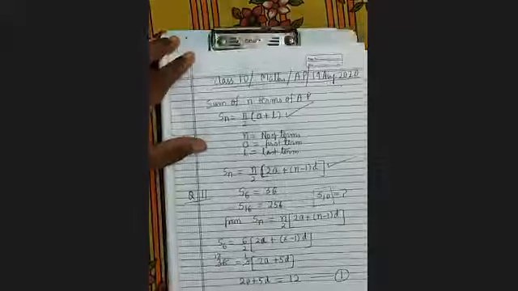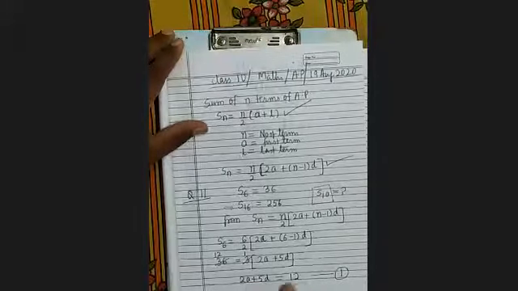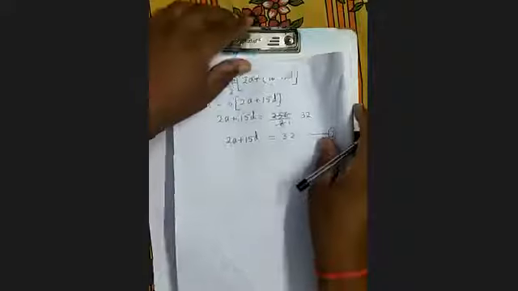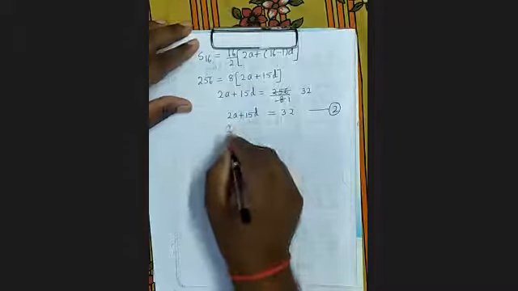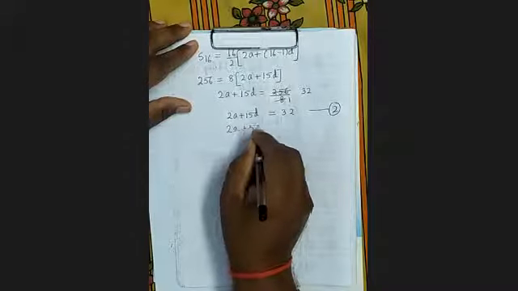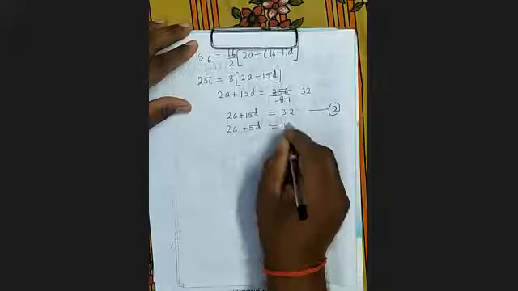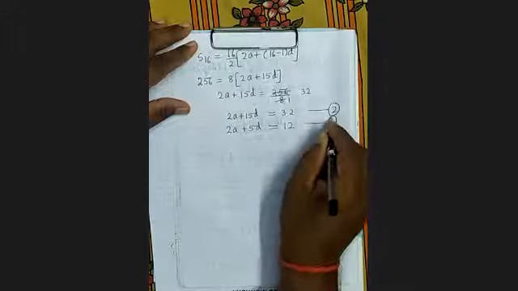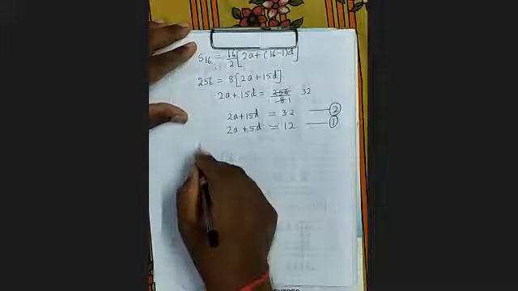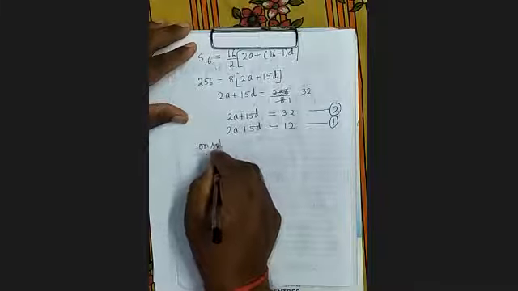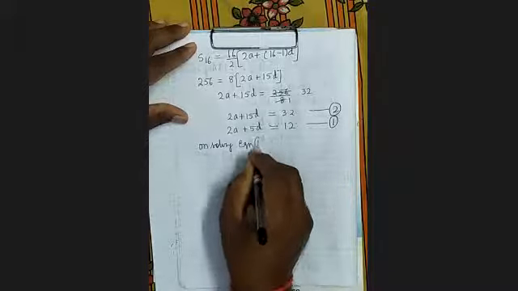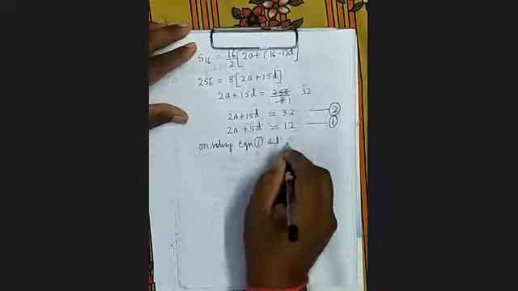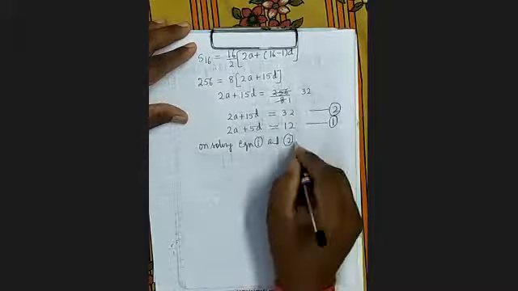Now this is the second equation and the first equation is this: 2a plus 5d equals 12. Now on solving equation 1 and 2 simultaneously.